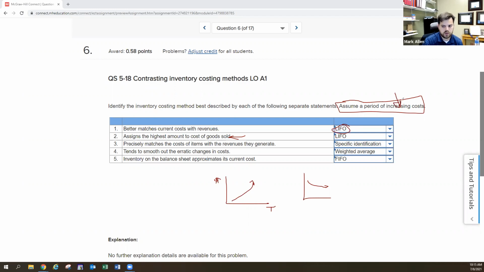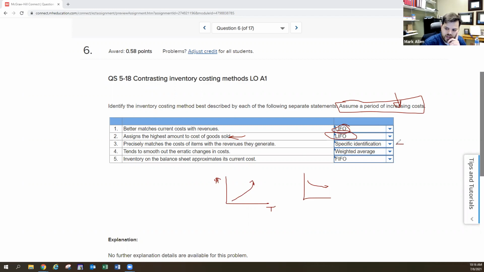So we've got to tell you what's going on with costs. In this case, we're assuming costs are increasing. So that is the table that we looked at before, and that is telling me LIFO. LIFO will assign the highest amount to cost of goods sold in that case. Next, we see this tends to smooth out erratic change in cost. Oh, whoops, I'm sorry, I skipped one. Number 3 precisely matches the cost of items with the revenues they generate.